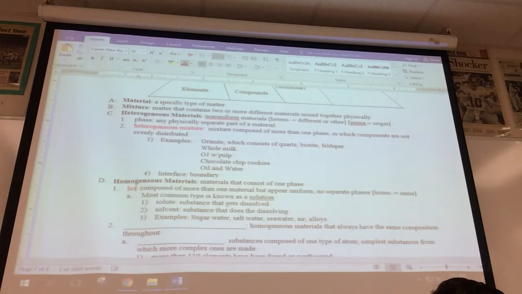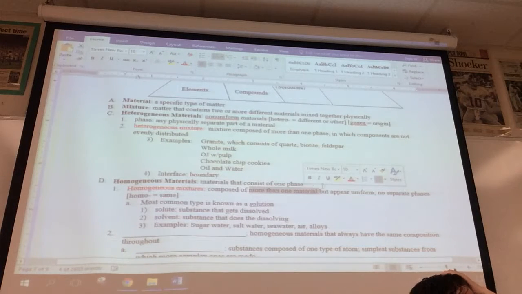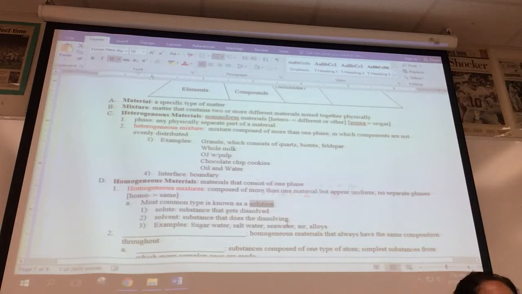So homogeneous mixtures are made up of more than one material, but they do appear uniform. So you're not going to see these separate phases. You're not going to see the layering. You're not going to have an interface. Homo, we know, means same. And the most common type of homogeneous mixture is a solution.